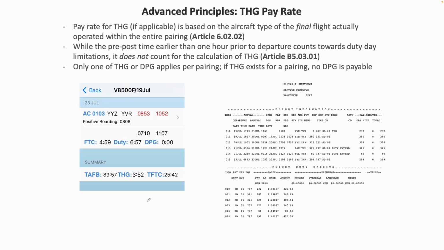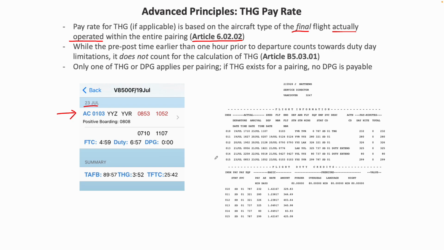The next advanced principle is similar, and that will be related to your THG pay rate. If there is THG on your pairing, it is based on the aircraft type of the final flight actually operated within the entire pairing, and that's based on Article 6.02.02. So we can see that the very last flight that I operated was on July the 23rd, and it was flight 103 from Toronto to Vancouver.